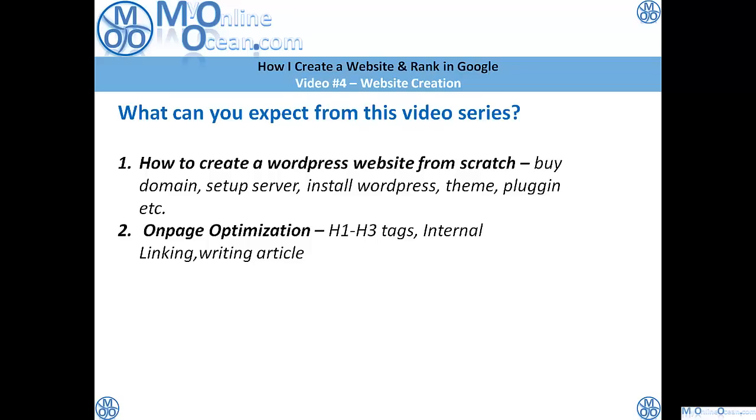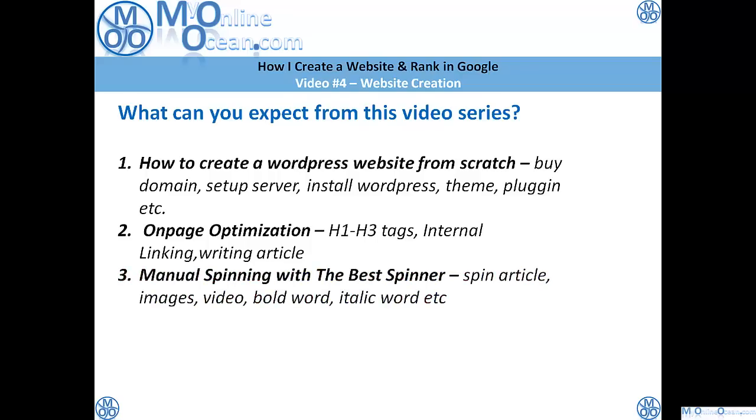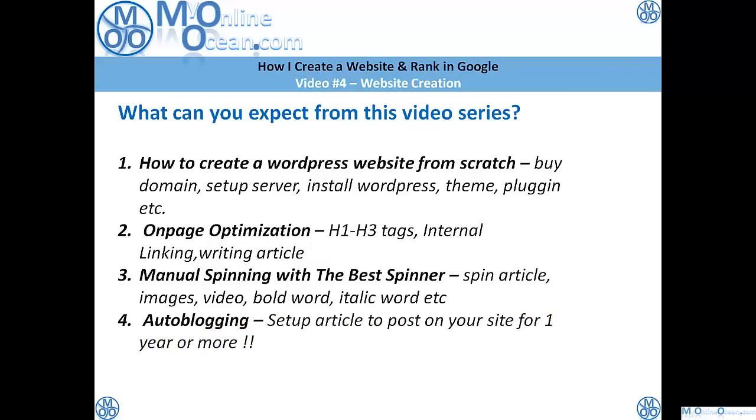The third one is how to do manual spinning. In this part we are going to learn the process of manual spinning with the best spinner. It doesn't matter what spinning tool you have, the process is just the same. If you don't have any spinning tool, yes, you can do it as well. The only difference is it will take you longer to complete everything. The last one is how to set up your articles to post for 1 year or more automatically.